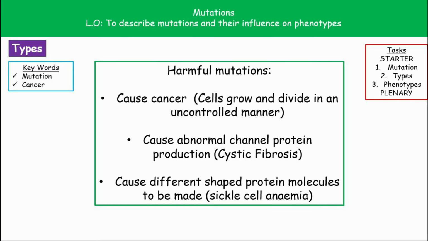The third one there is that we can actually cause different shape protein molecules to be made. A good example of this is sickle cell anemia. Your red blood cells are normally that biconcave disc shape if we've not got sickle cell. But if you do have sickle cell anemia, they change from that disc shape into more of a crescent moon shape, so shaped like a sickle. And that means that they're not going to be as efficient at transporting oxygen around your body. So make sure you've got those examples written in your book. I'll leave them up for about another 40 seconds.